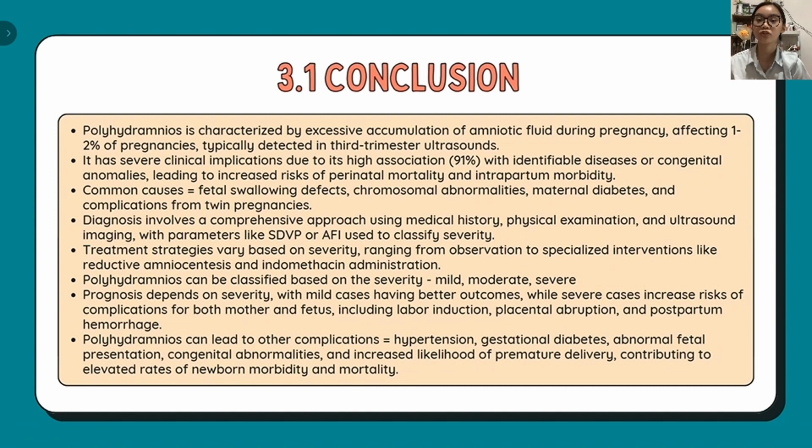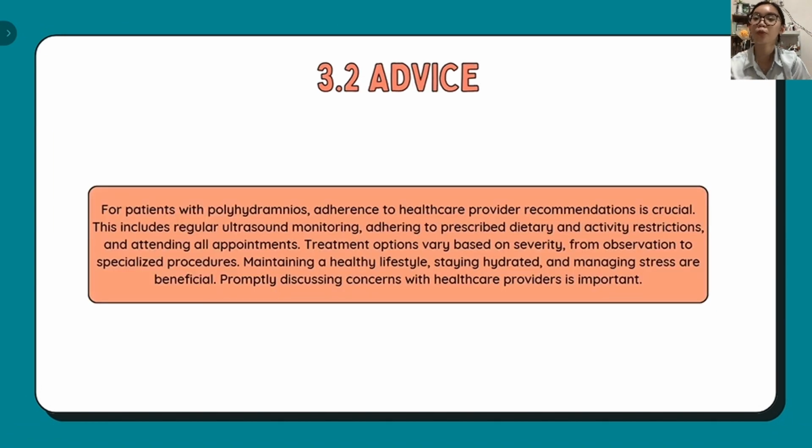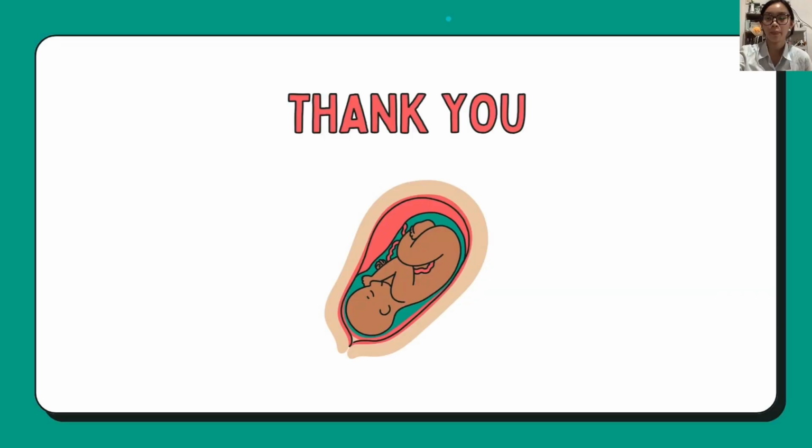Polyhydramnios can also lead to other complications such as hypertension, abnormal fetal presentation, congenital abnormalities, and increased likelihood of premature delivery, contributing to elevated rates of newborn morbidity and mortality. And for the advice for patients with polyhydramnios, it's really crucial to follow healthcare provider recommendations, including regular monitoring, adhering to dietary or activity restrictions, attending appointments, and seeking assistance for any concerns, while also focusing on maintaining a healthy lifestyle to benefit both maternal and fetal health. That's all from me. Thank you.